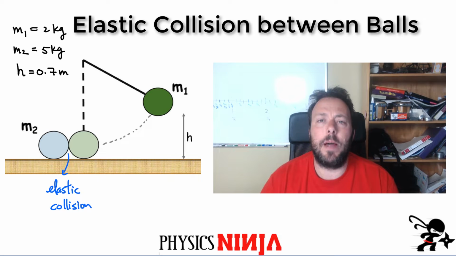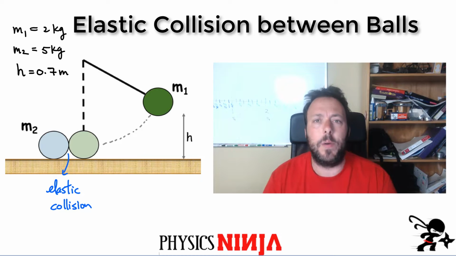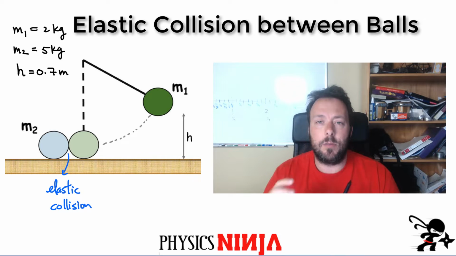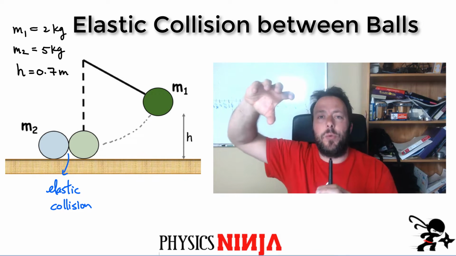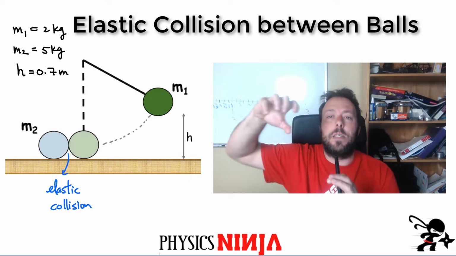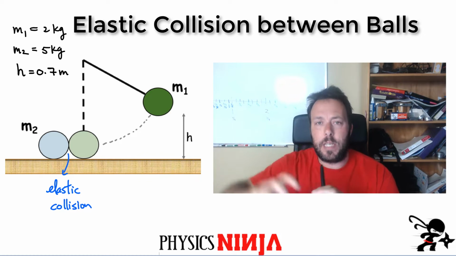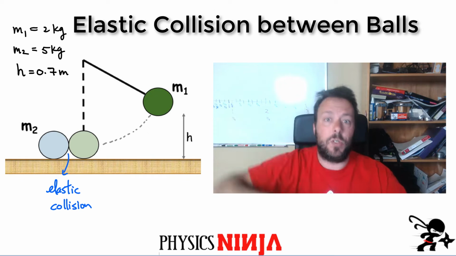This was a problem that was requested to me by a student, so I figured I'd make a video about it so everybody could see how to solve a problem like this. What we have is a ball which has a mass of 2 kilograms, which is raised to some height, which in this case is 0.7 meters, and I let it go so then it swings down.